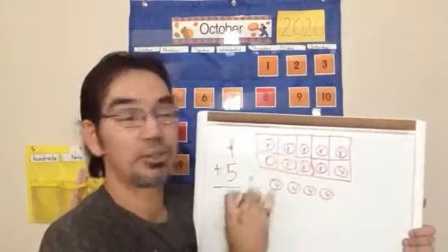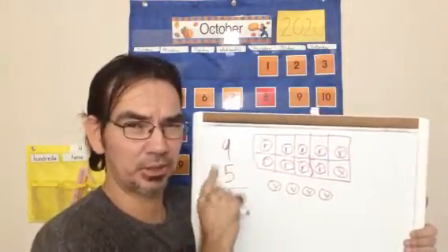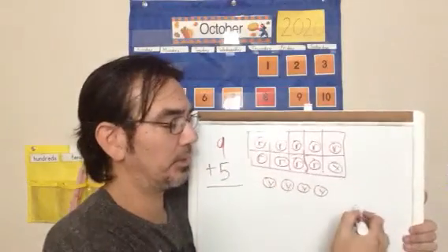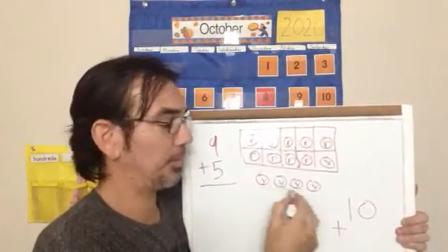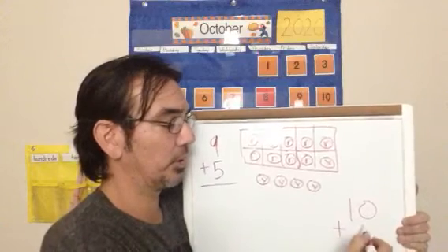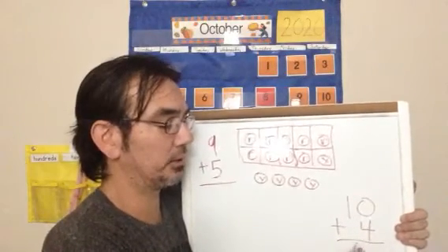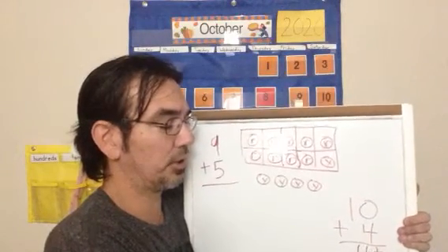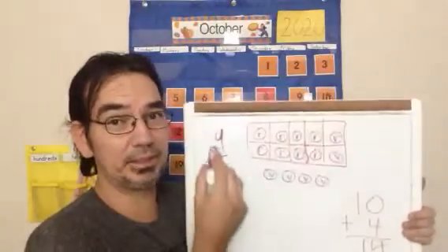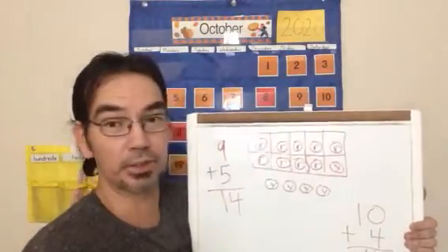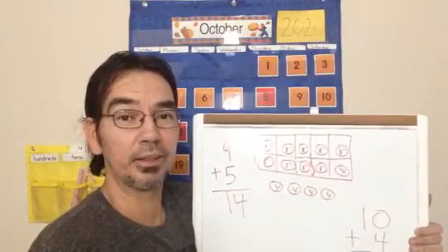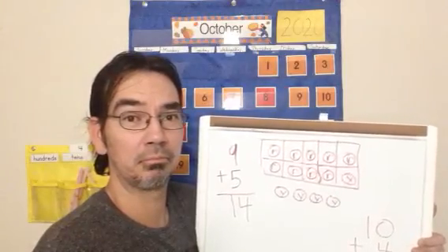So I can rearrange this number just a little bit. I'm going to make 10 plus, how many are outside? 1, 2, 3, 4. 10 plus 4 is 14. So that means that 9 plus 5 is 14. Because we made that 10. Alright? Let's have a look at another one.